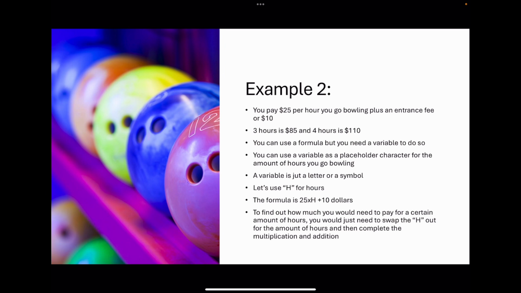You can use a variable as a placeholder character for the amount of hours you go bowling. A variable is just a letter or a symbol. Let's use h for hours. The formula is 25 times h plus $10. To find out how much you would need to pay for a certain amount of hours, you would just need to swap the h out for the amount of hours and then complete the multiplication and addition. So if we bowled for 5 hours, it would be 25 times 5 plus $10, which is $135.